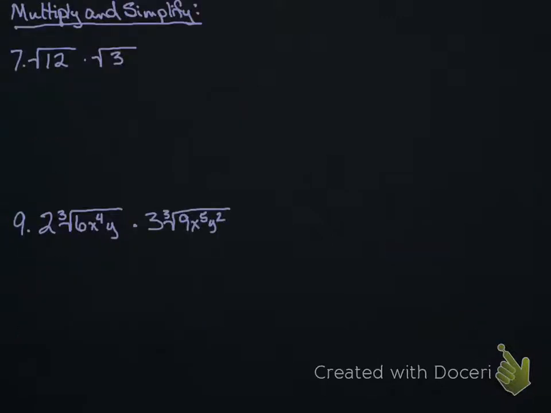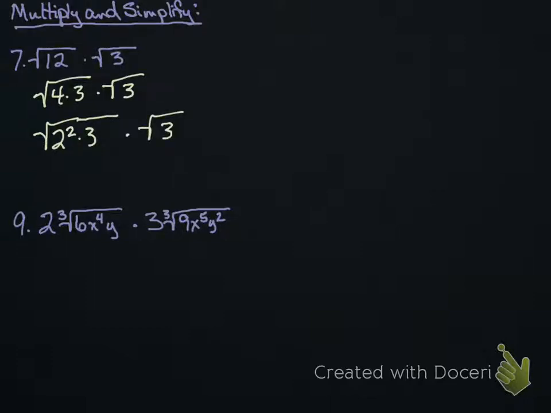All right, the next one says multiply and simplify. So I've got the square root of 12 times the square root of 3. Well, I'm going to break this down a little bit. The square root of 4 times 3, times the square root of 3. That gives me the square root of 2 squared times 3, times the square root of 3.